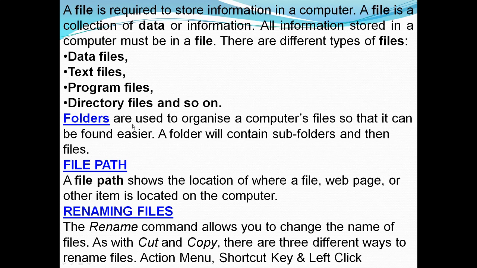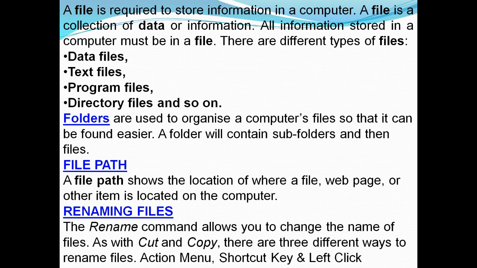Then folder. Folders are used to organize computer files so that they can be found easier. A folder will contain subfolders and then files. File path: a file path shows the location of where a file, web page, or other item is located on the computer. Now I am telling you the different functions which we perform on files.